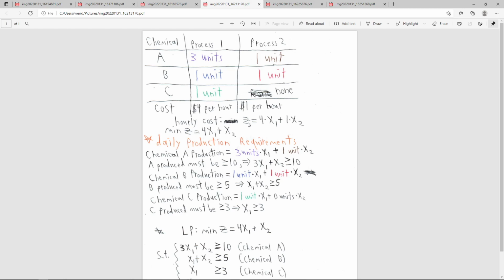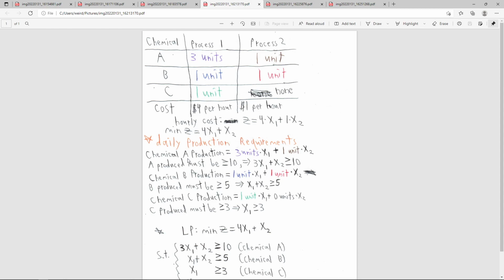So the hourly cost is Z equals 4 times x1 plus 1 times x2, because obviously it just does cost. And that's all we're worried about, is minimizing cost here. So minimum Z equals 4x1 plus x2. That's all it is.